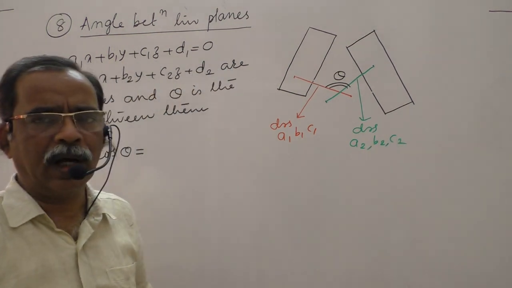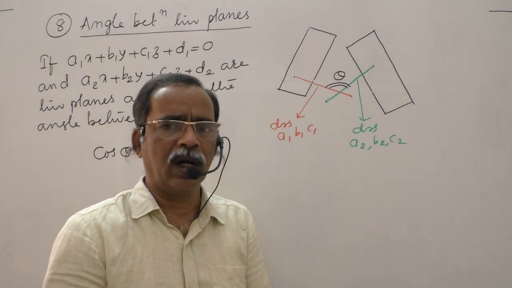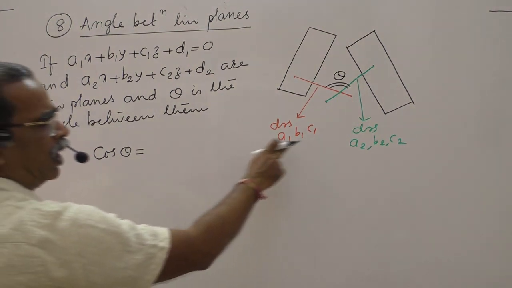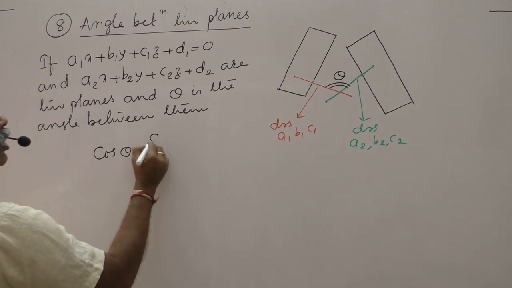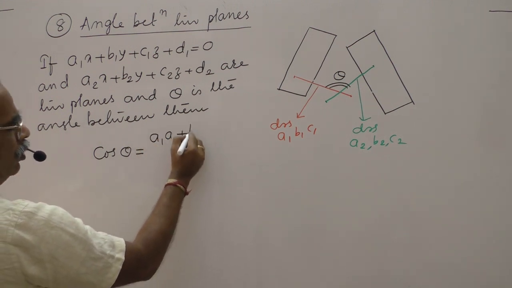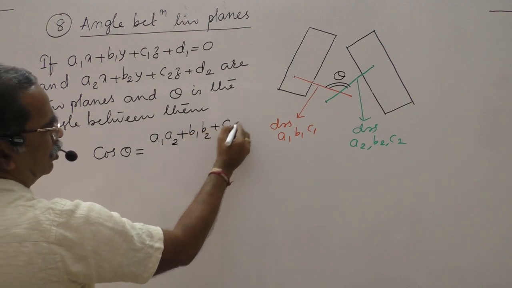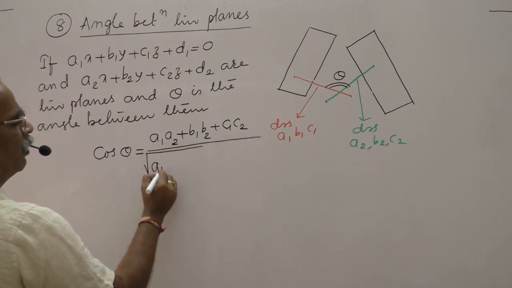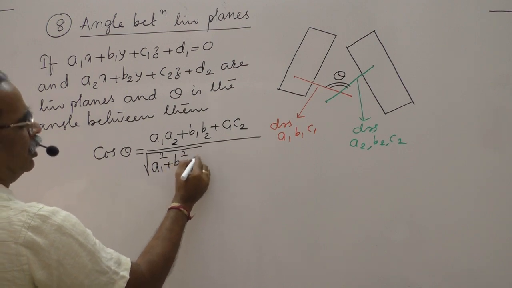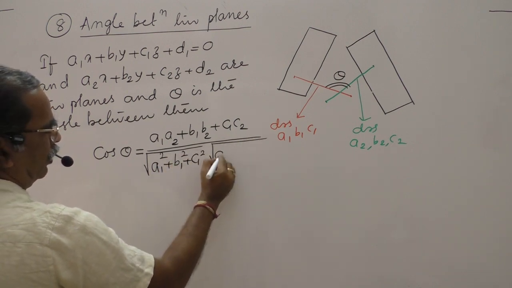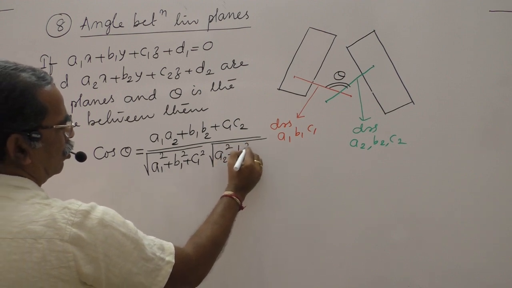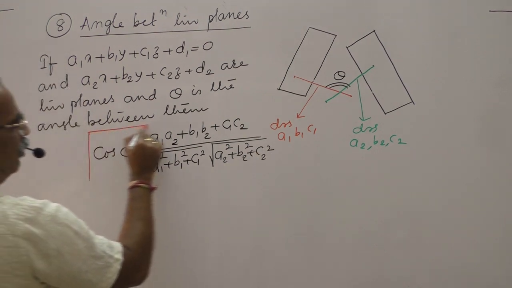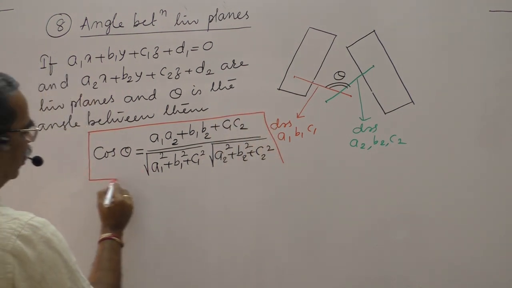Now, what becomes the angle between two lines only? Normals are lines only. Angle between two lines we have seen in drs and dcs. When we have the drs of two lines, the angle between them is mod of A1 A2 plus B1 B2 plus C1 C2, whole divided by root over A1 square plus B1 square plus C1 square, into root over A2 square plus B2 square plus C2 square. So using this we calculate the angle between two planes.